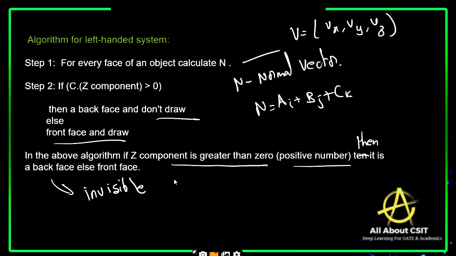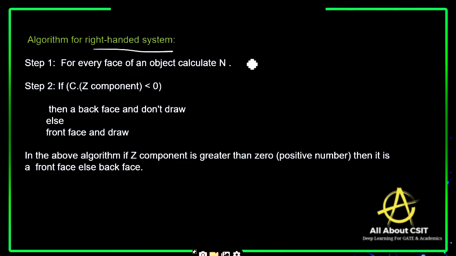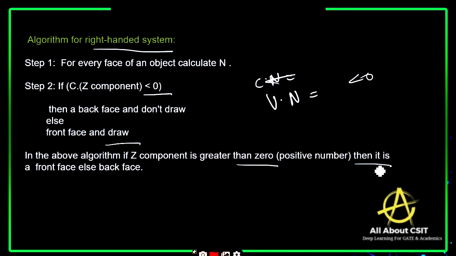Now consider the algorithm for the right-handed system. For every face of an object, calculate n. If c dot n, the viewer vector and the normal vector, is less than 0, then it is a back face and don't draw, else front face and draw. So in the above algorithm, if the z is greater than 0, a positive number, then it is a front face, else it is a back face. So this is the right hand, opposite to the left hand side.